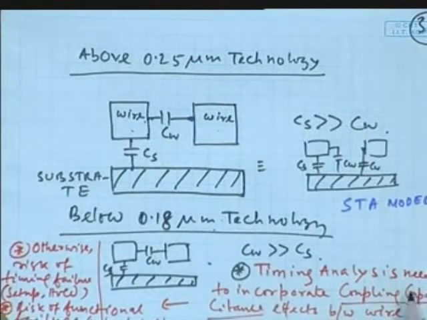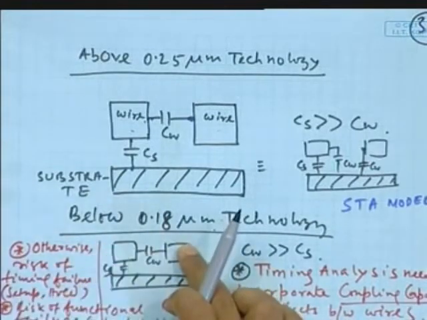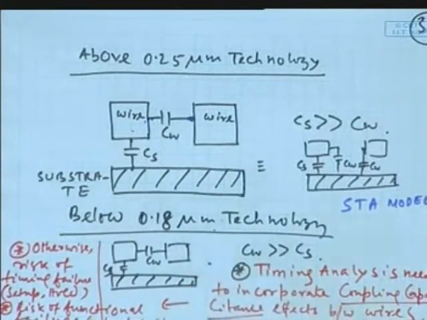So the timing analysis below 0.18 micrometer, I mean less than or equal to 0.18 micrometer technology, has to incorporate coupling capacitance effects between two wires. There may be many wires going through in parallel, maybe in this metal layer, some other metal layer, or the same metal layer. All these effects the timing analysis engine has to take care of. Otherwise, there could be a timing failure, say setup or hold, or there could be a risk of functional failure due to the crosstalk induced noise.